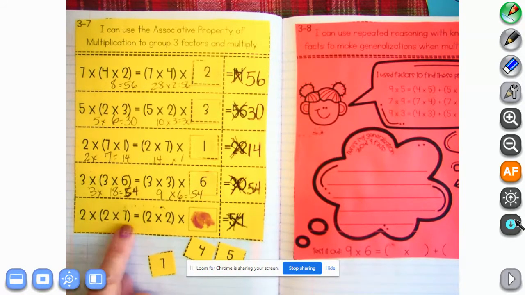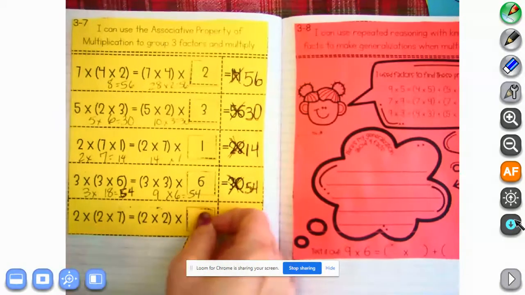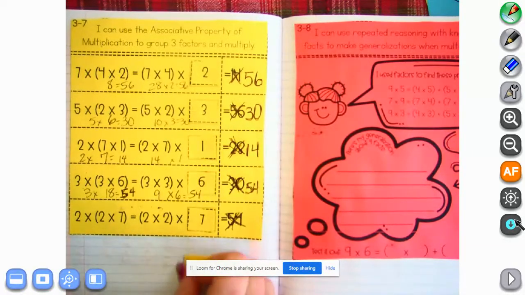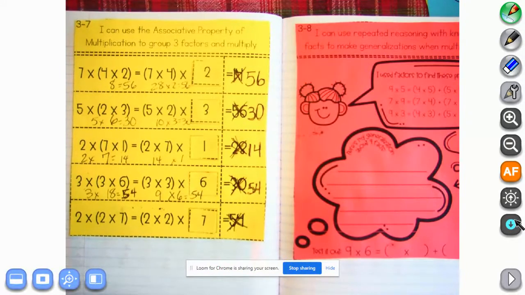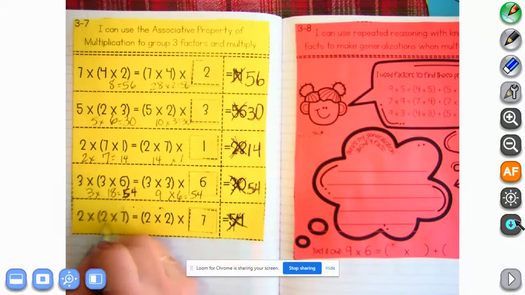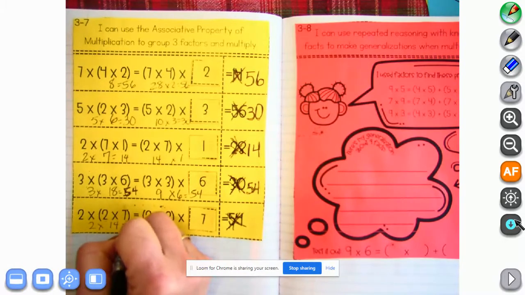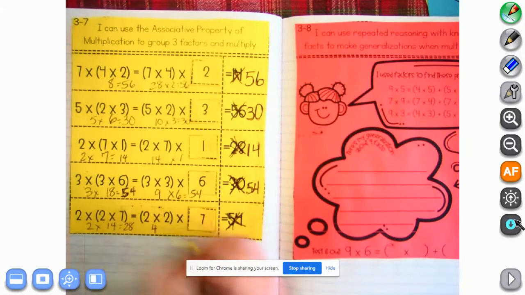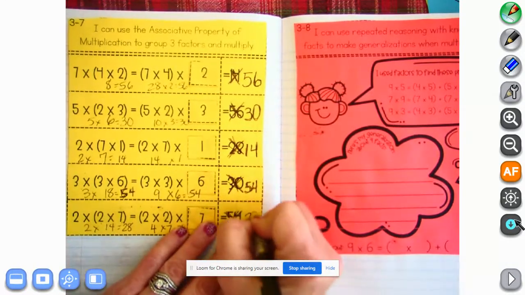2 times 7 equals 2 times 2 times 7. All right, we don't need 4 and 5. We can toss those in our garbage pile. All right, 2 times 7 is 14. 2 times 14 is 28. 2 times 2 is 4. 4 times 7 is 28. So this is 28.